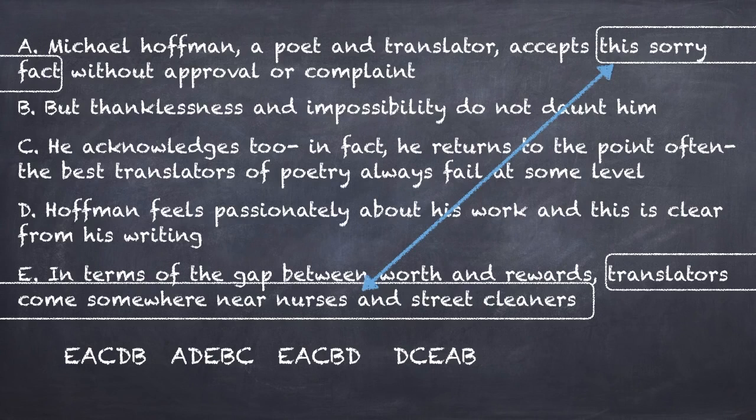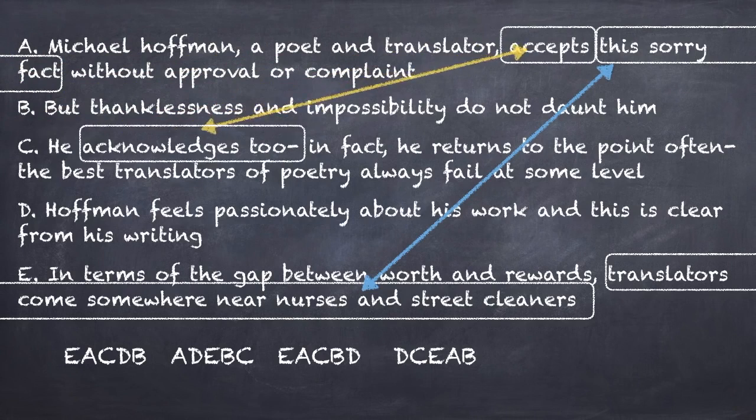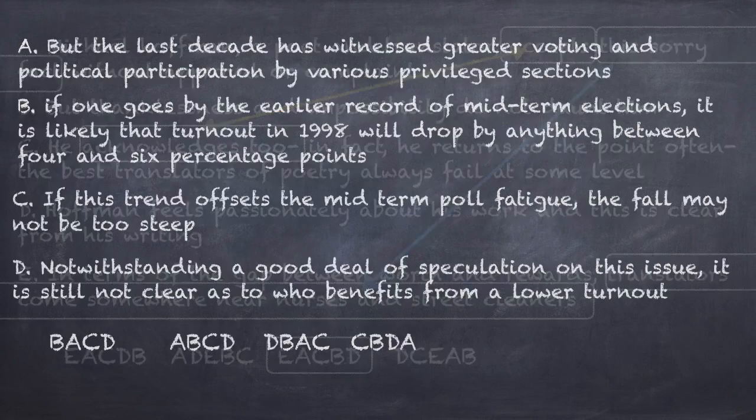If I look at C, it says he acknowledges too. So he accepts and acknowledges too is a continuation. So C should come after A. But thanklessness and impossibility, "but" is a contradiction because he has accepted these two things and these two things indicate thankless and impossible tasks. Do not daunt him. Hoffman feels passionately about his work, right? So this is my order: E, A, C, D. Right? Option 3.